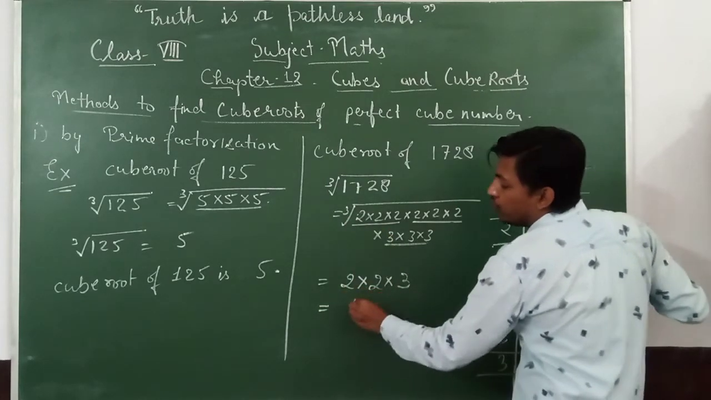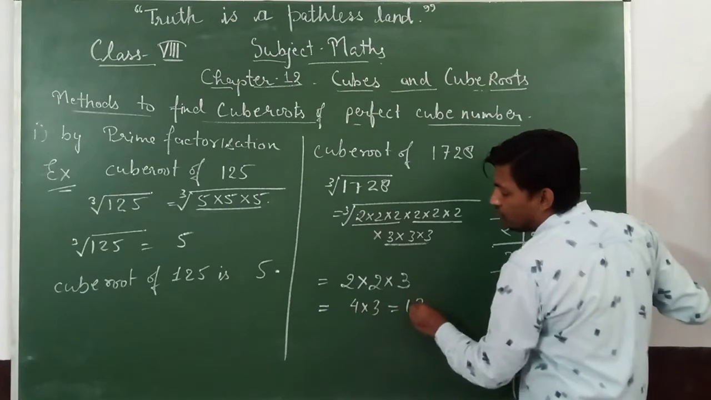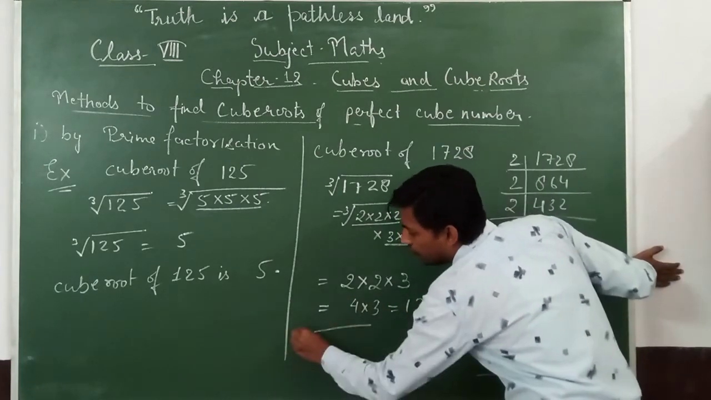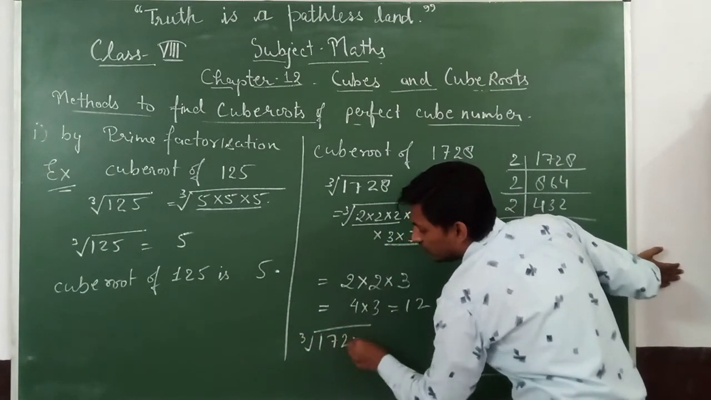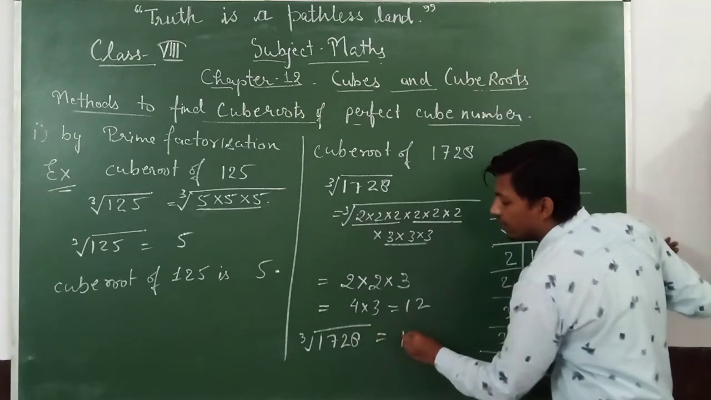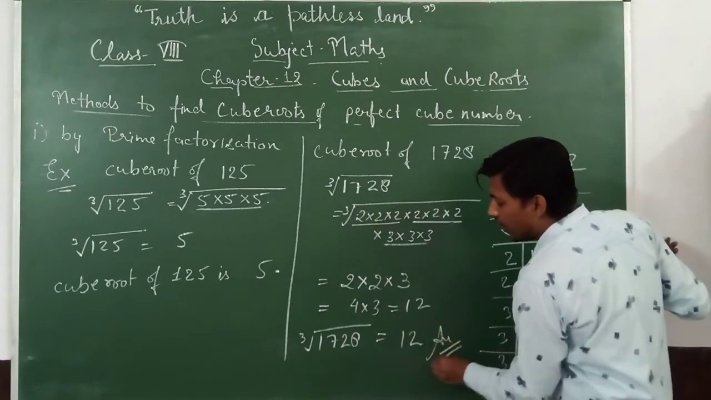So 2 multiplied by 2 is 4, multiplied by 3 gives 12. So the cube root of 1728 is 12. It is your answer.